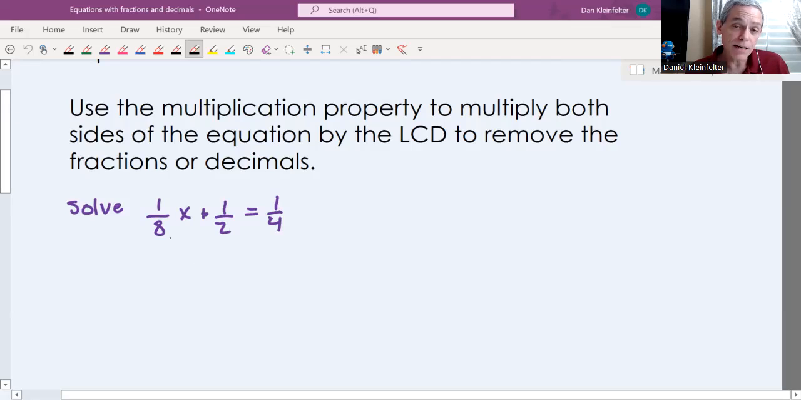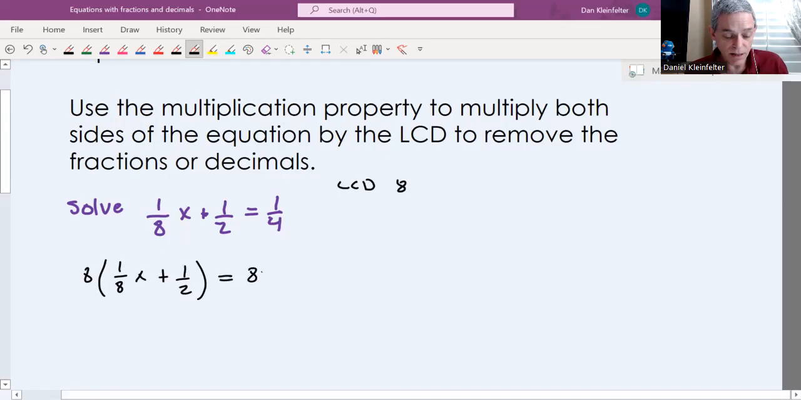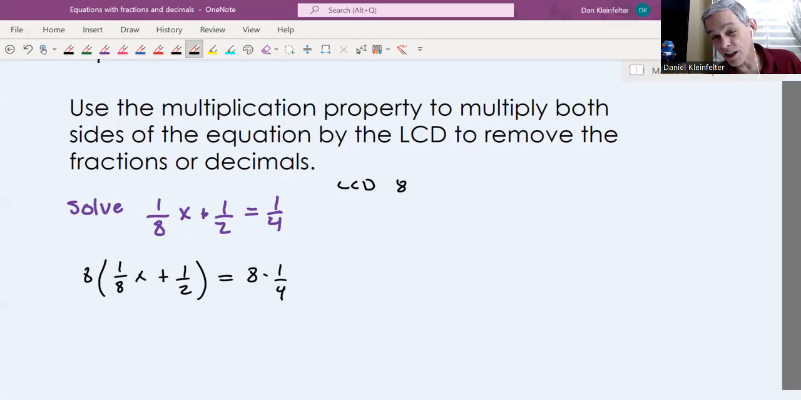So our denominators in this equation are 8, 2, and 4. The LCD is going to be 8. And so we're going to multiply both sides of our equation by 8. We know that the multiplication property says you can multiply both sides of an equation by the same non-zero number, and an equivalent equation will result. Usually we use that to finish an equation, but here we're using it to start by eliminating the fractions.